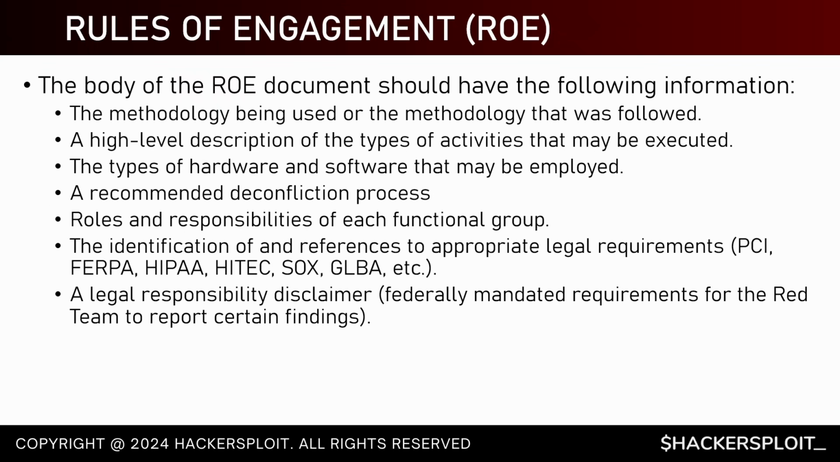Now, the body of the ROE document should have the following information: the methodology being used or the methodology that was followed, but ideally, of course, the methodology that's being used. A high-level description of the types of activities that may be executed. So the attack kill chain, or what your attack will look like in terms of TTPs, the sequence of the activities, the types of hardware and software that may be employed. If hardware is going to be employed, that needs to be stated. In terms of software, you want to state what attack tools or infrastructure will be used. So for example, Cobalt Strike, so on and so forth.